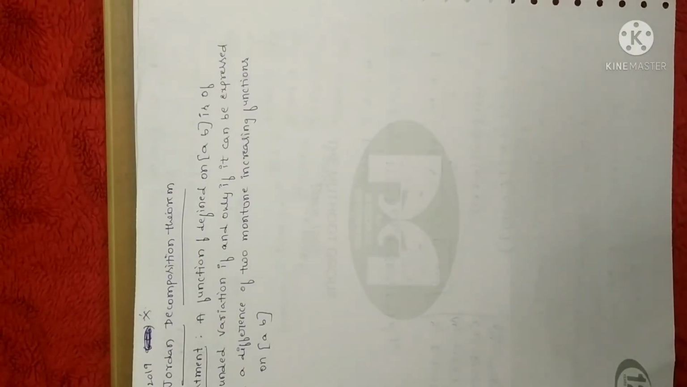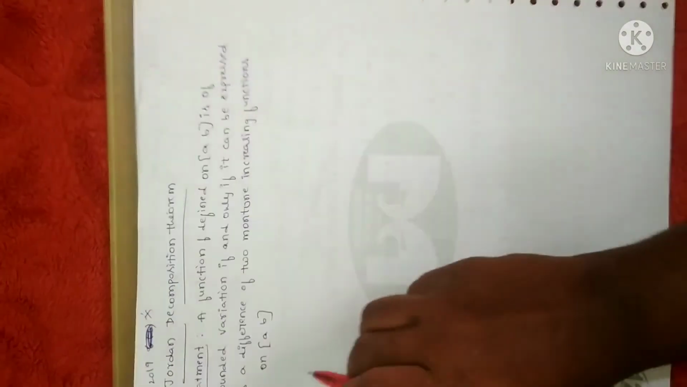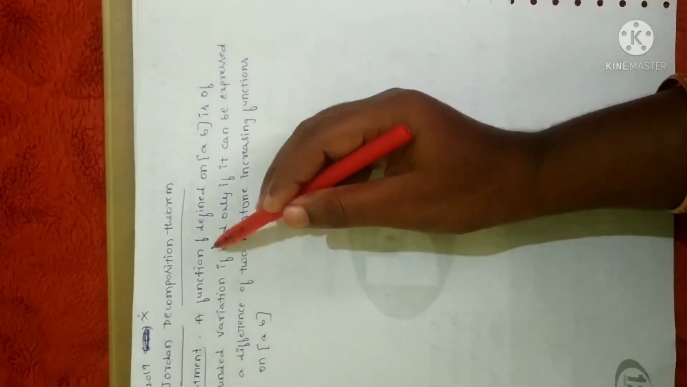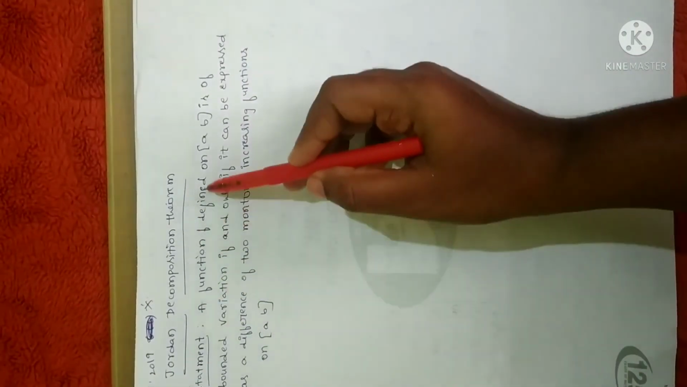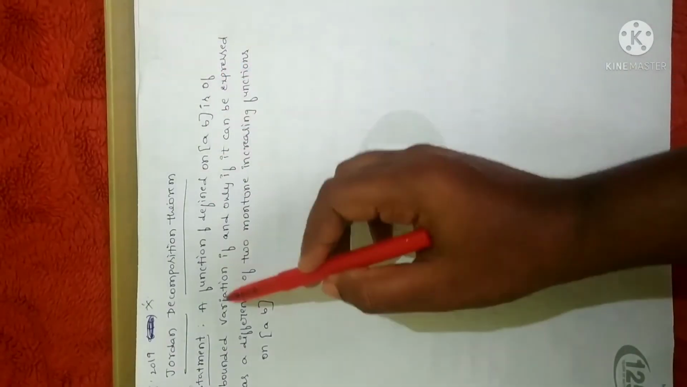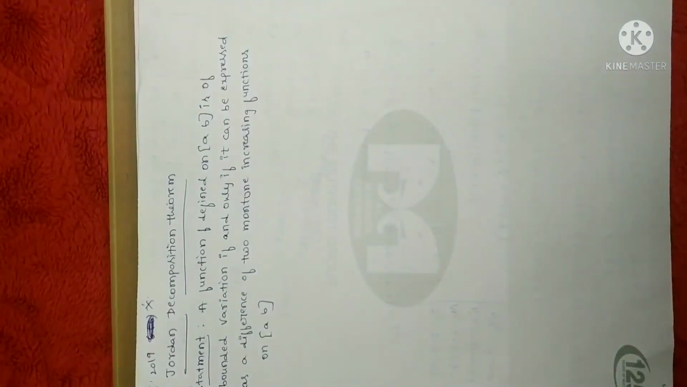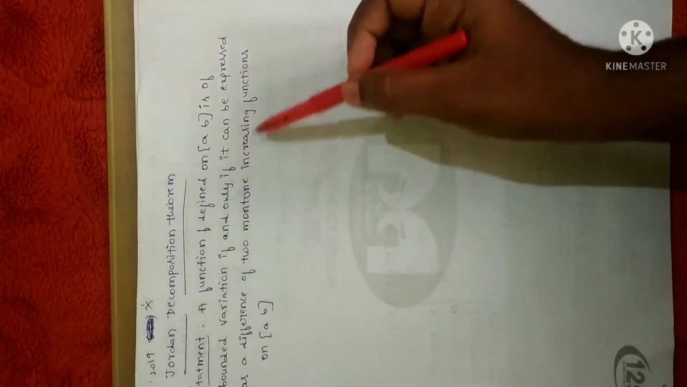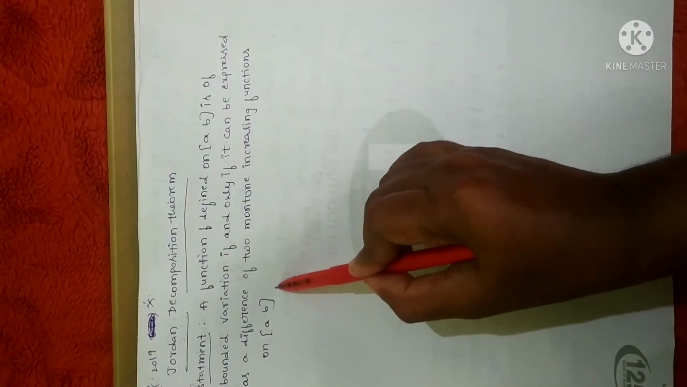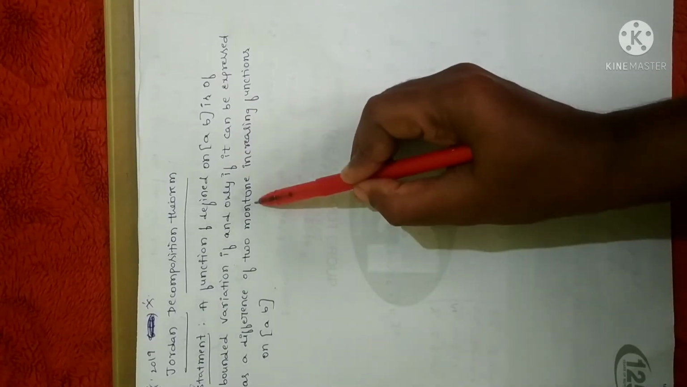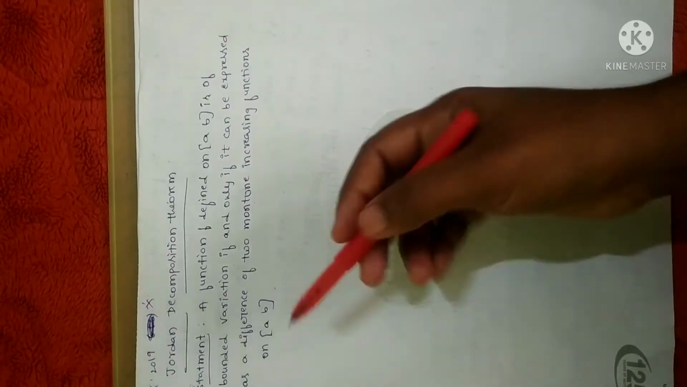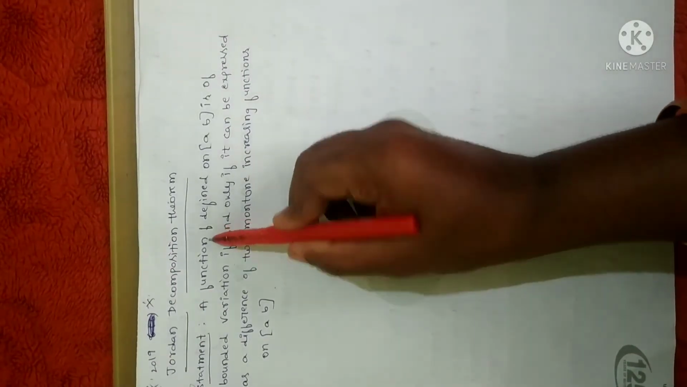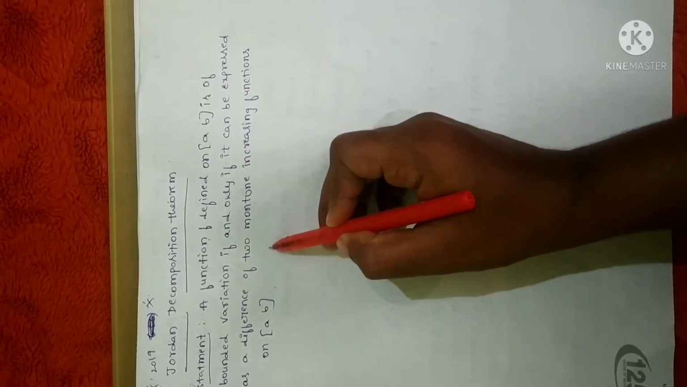So here is the next theorem. This theorem is also important. It was asked in 2019, but most of the time only the statement is given directly. So, Jordan decomposition theorem statement: a function f defined on closed interval [a,b] is of bounded variation if and only if it can be expressed as a difference of two monotonically increasing functions on [a,b]. In the previous session we have proved that every monotonic function is a function of bounded variation. Here this theorem states that f is of bounded variation if and only if it can be expressed as a difference of two monotonically increasing functions on [a,b].